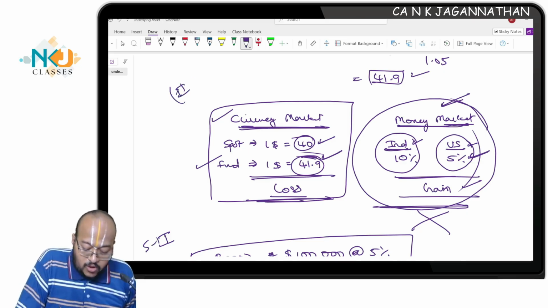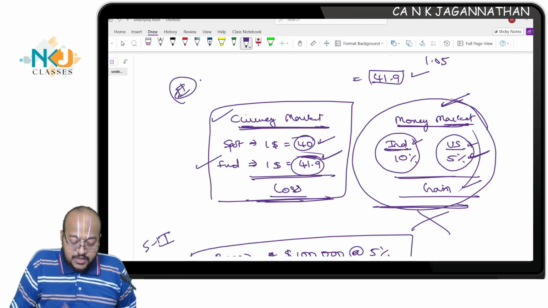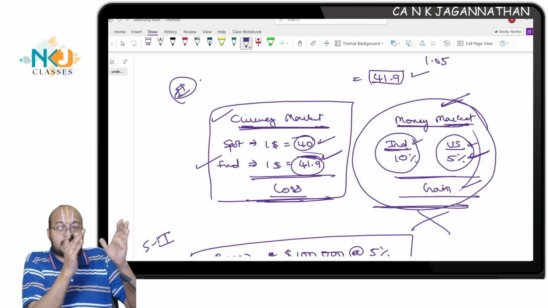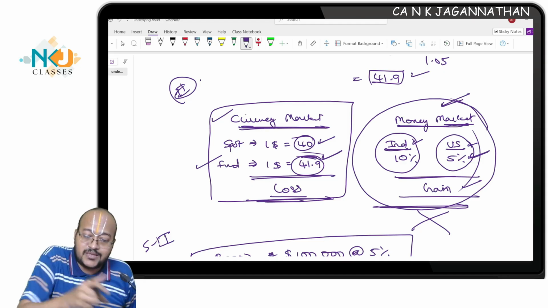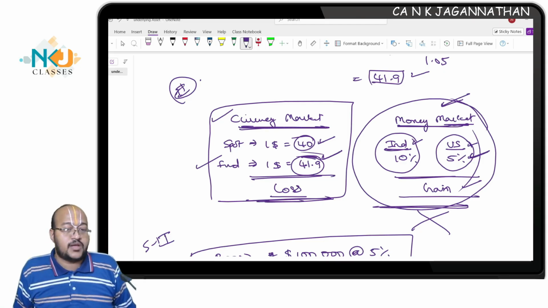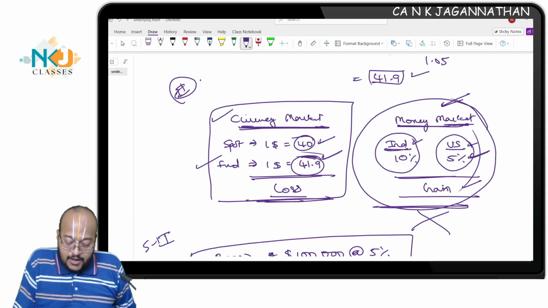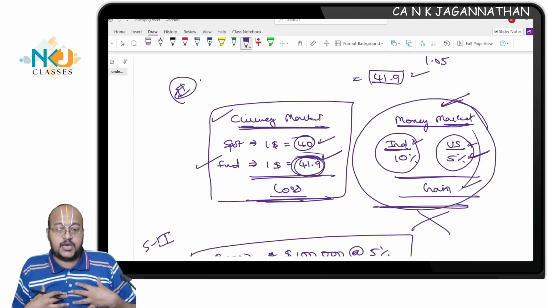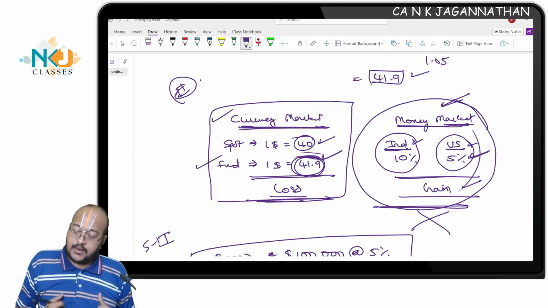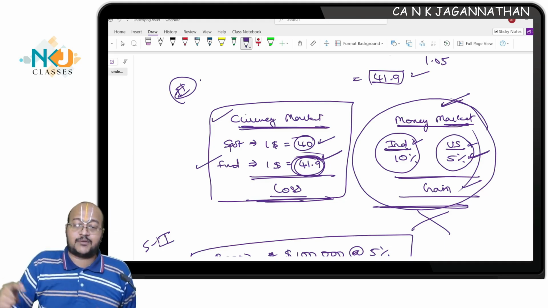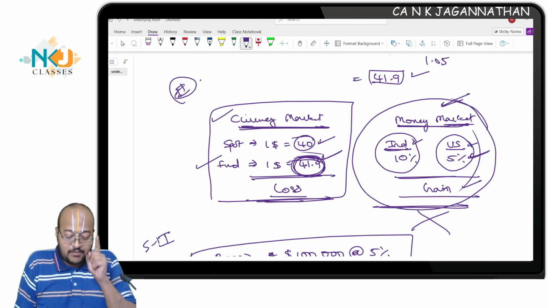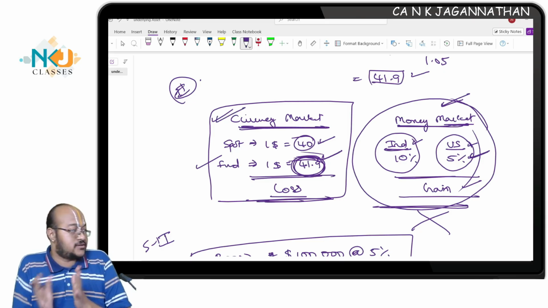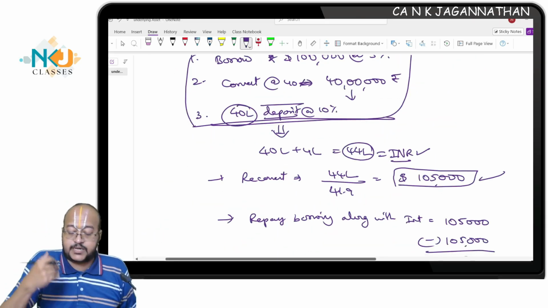Now situation 2, what happens? Another person thinks that by seeing the currency market alone, let me buy the dollar today and keep it in hand. After 1 year, I will sell the dollar and make more profit. I will realize 41.9 for every dollar. Let me buy the dollar, keep it in hand, and after 1 year sell the dollar at 41.9. I can make a gain in the currency market. This is what he believes.